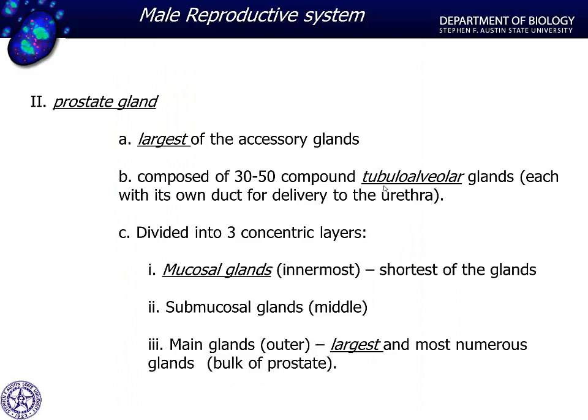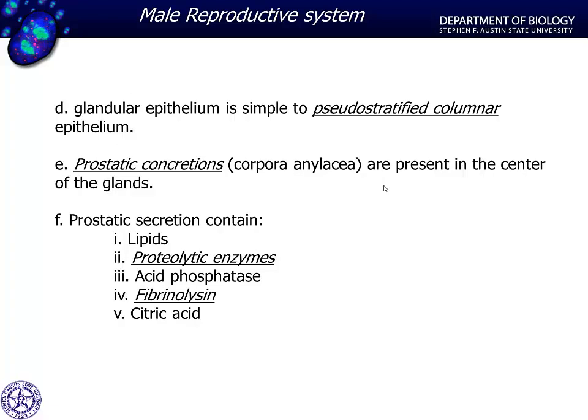Now, the prostate gland is the largest of our glands. We also have a bulbourethral gland, but in the prostate gland, we basically have tubuloalveolar glands, maybe 30 to 50 of them, present. We're going to divide these into different layers of the prostate. We're going to have mucosal glands, which are the innermost portion of these compound glands, then submucosal glands, and then the main glands, which are the outermost part of this.